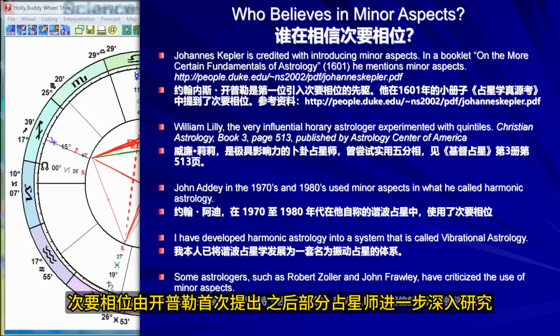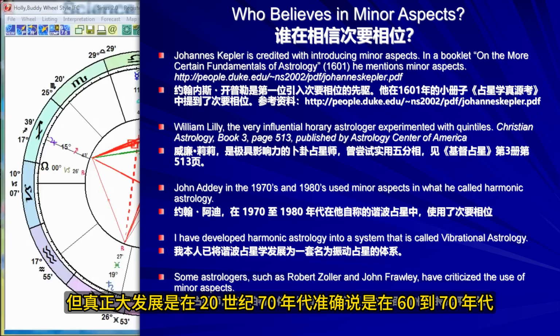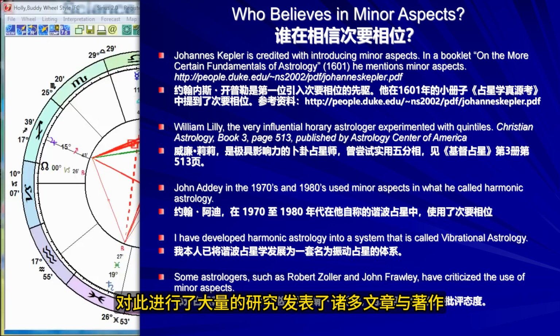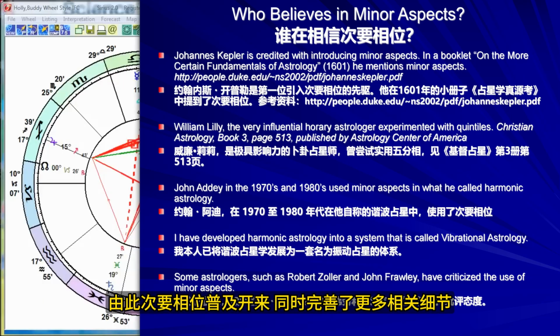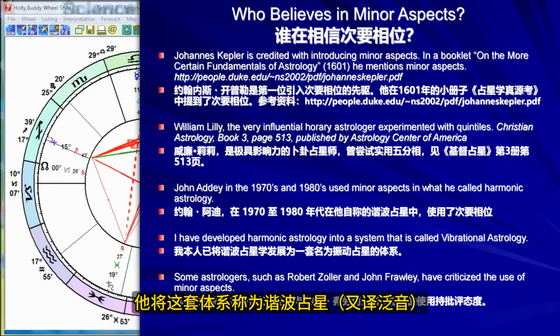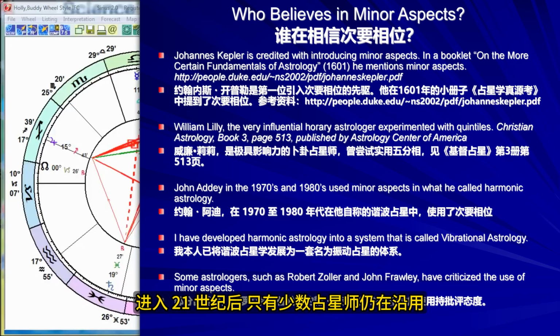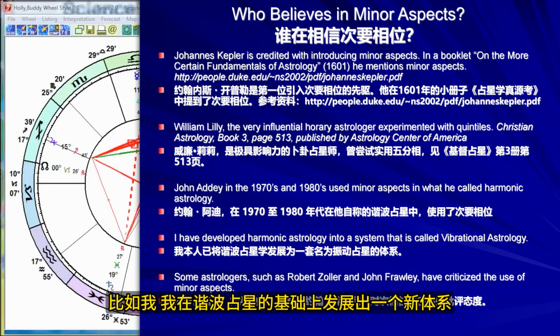Now, so this idea of minor aspects, Kepler comes up with the idea, some people play around with it, but it gets a big boost in the 1970s, well, not so much the 80s, it was more in the 60s and 70s, that John Addy, a British astrologer, does a lot of research, writes some excellent books and articles, and gets this idea of minor aspects popularized and works out more of the details of it in a system that he calls harmonic astrology. Then this interest sort of fades out, and around the 1990s into the 2000s, a few astrologers continue using it, such as myself.